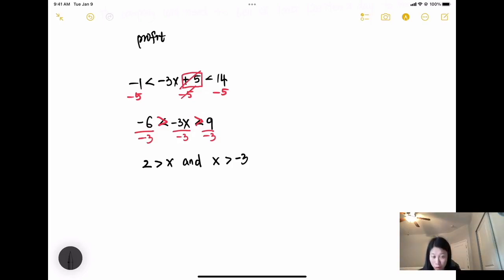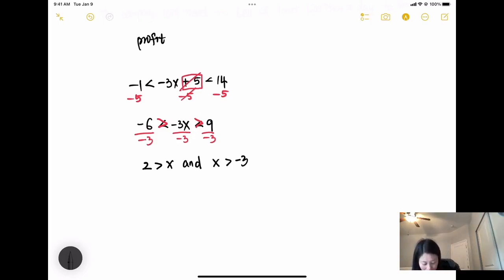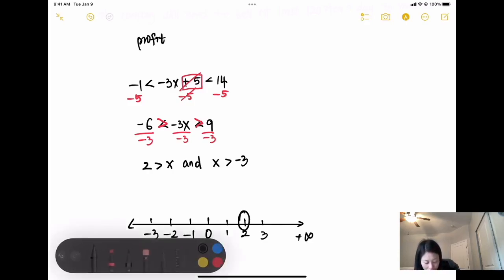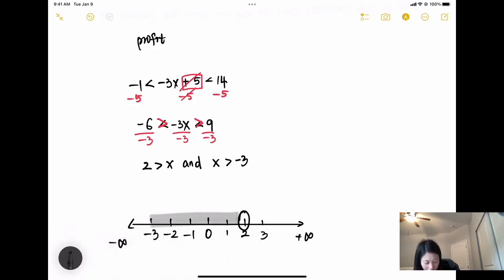So let's draw on the number line and see what it looks like. On the number line, negative infinity, infinity. So here's 0, 1, 2, 3, negative 1, negative 2, negative 3. Okay, 2 is greater than x, which on the other hand means x is less than 2, right? So that means x less than 2 is here and to the left.